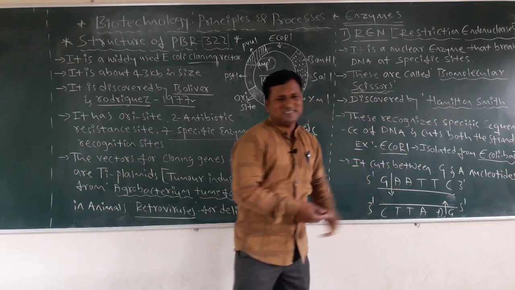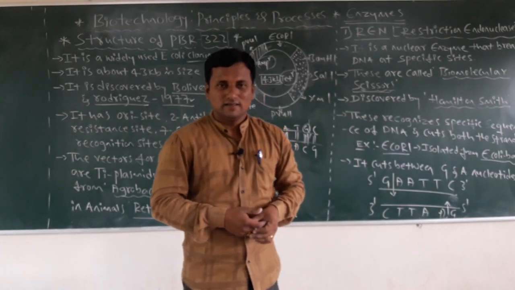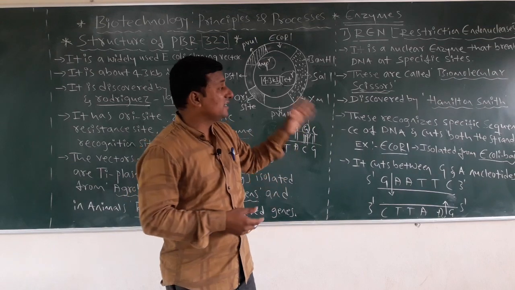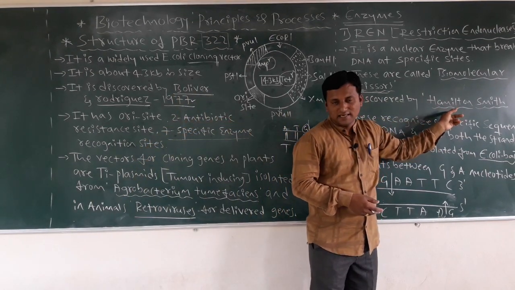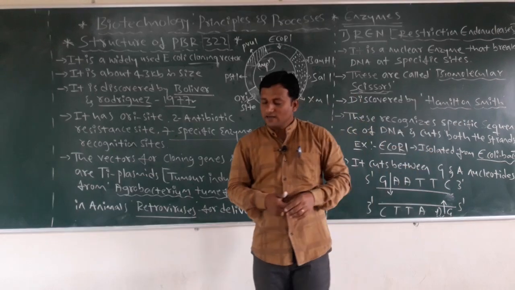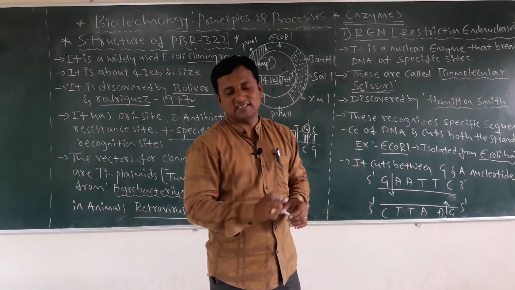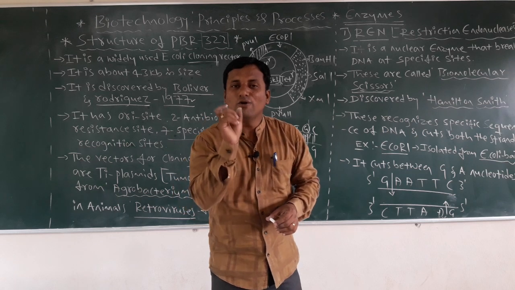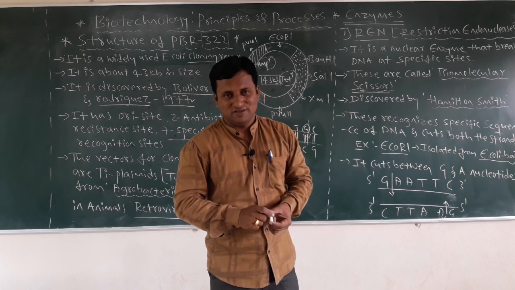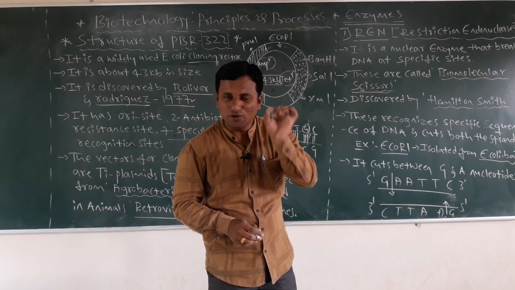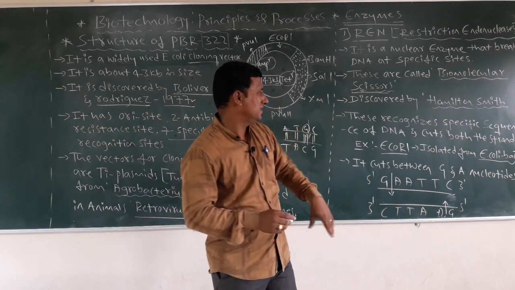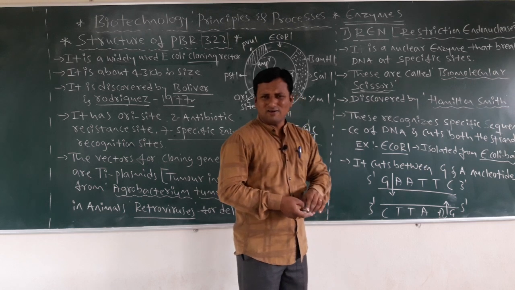Next, who discovered this? REN were discovered by the scientist Hamilton Smith. Hamilton Smith was the first scientist to discover these biomolecular scissors, which are called REN, restriction endonucleases.